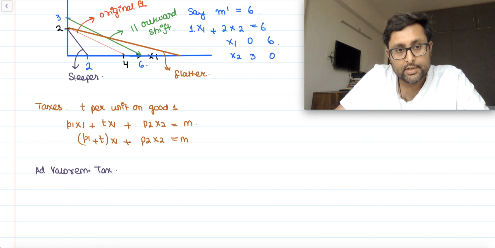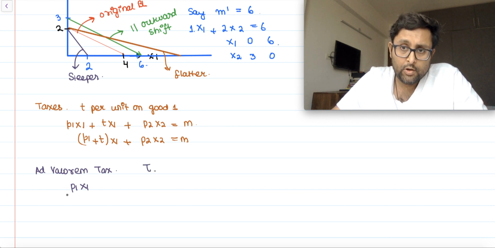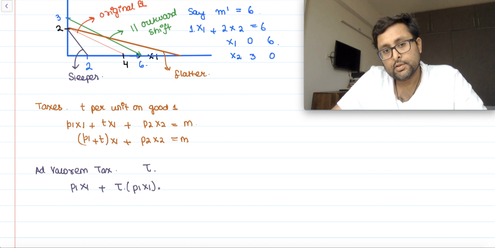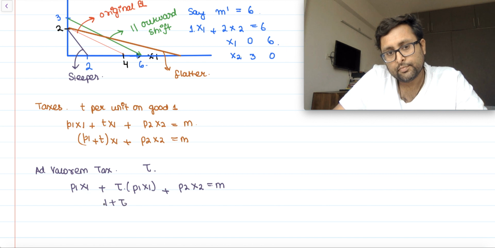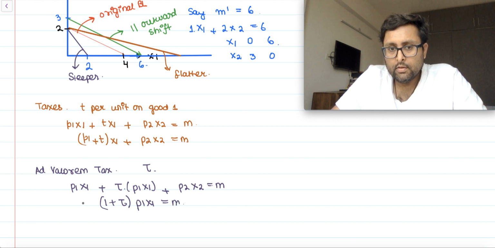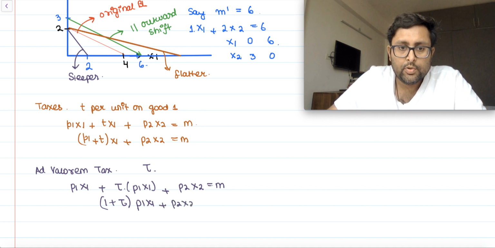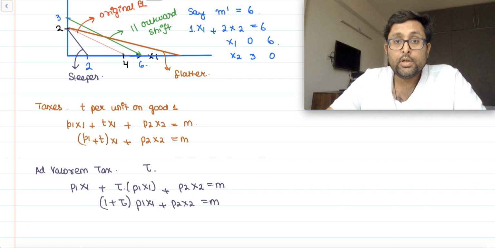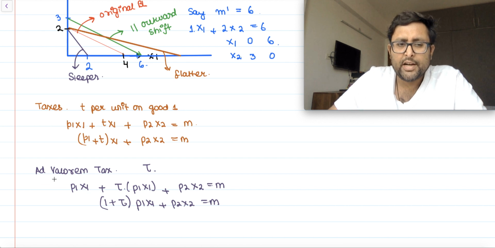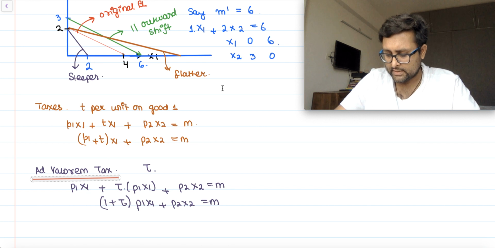So what happens here is this. Let's say you put the ad valorem tax of tau on x1. P1 x1 is the expenditure on x1, and you put a tax of tau on the value. Expenditure on x2 is just P2 x2. So (1 plus tau) P1 x1 plus P2 x2 equals M. This is about the ad valorem tax. You can also have the ad valorem subsidy.